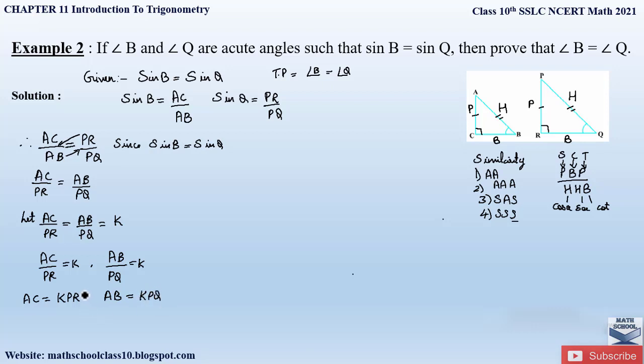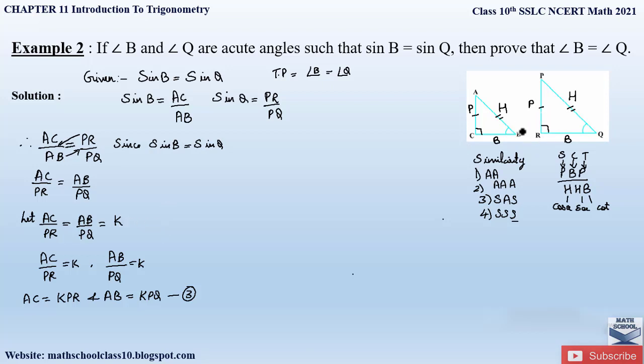So let us take this as equation 3. Now we have already observed that the corresponding two sides of the triangles ABC and PRQ have a ratio equal to some constant K. Now we should make sure that the third corresponding side, that is BC by RQ, is also equal to K. So let us find out the value of BC and RQ so that we will find out whether it is equal to the constant K or not.